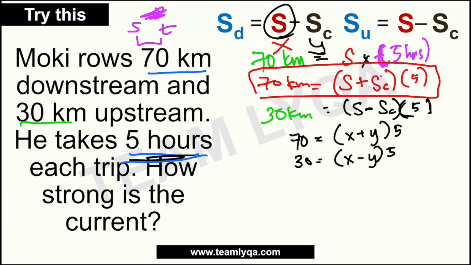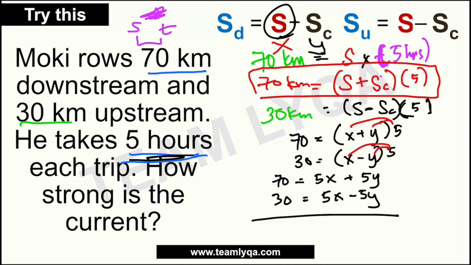Ang una kong gagawin muna is to distribute yung 5 dito. Okay, so unahin natin yung nasa taas na equation. We have 70 is equal to 5x plus 5y. Tapos, dito sa ilalim naman, distribute din natin siya. We have 30 equal siya naman sa 5x minus 5y.